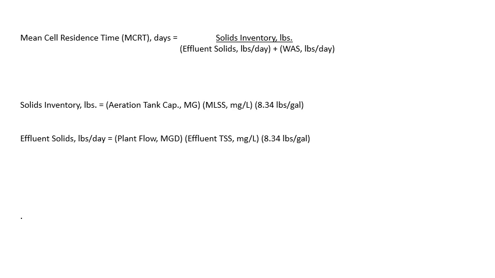On the bottom, you have the effluent solids pounds per day formula. Your effluent solids pounds per day is your plant flow in million gallons a day times your effluent TSS in milligrams per liter times a standard of 8.34 pounds. You're going to add that to the WAS pounds per day formula. The WAS pounds per day formula is equal to the waste sludge flow in million gallons a day times the waste concentration in milligrams per liter times the standard 8.34 pounds per gallon.